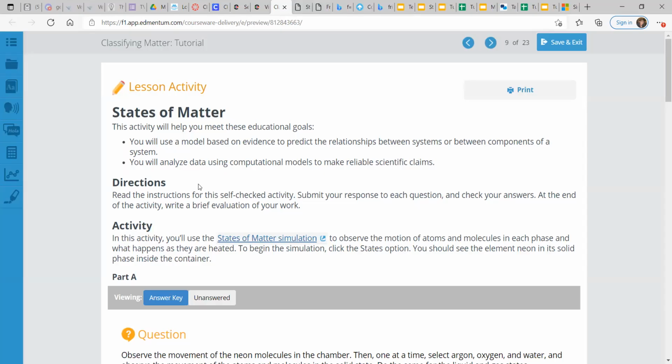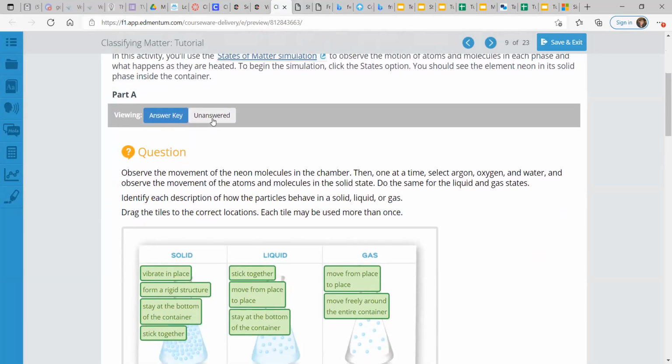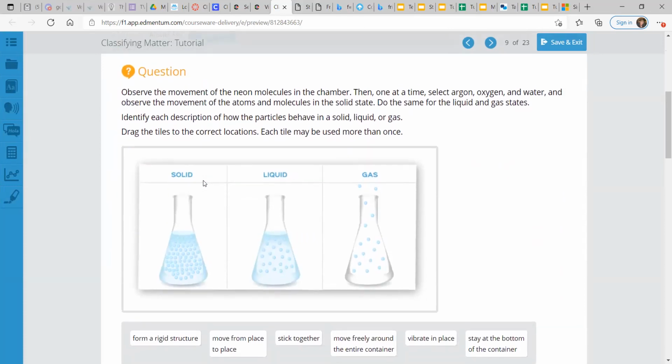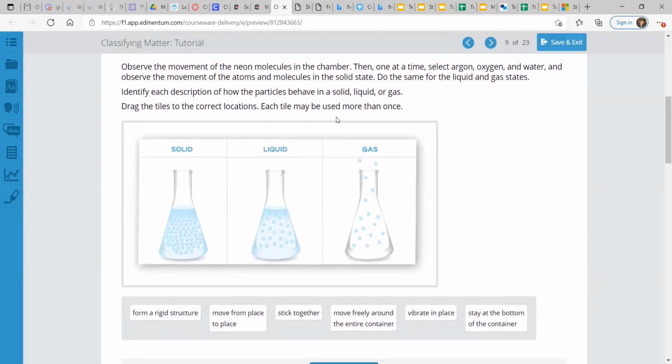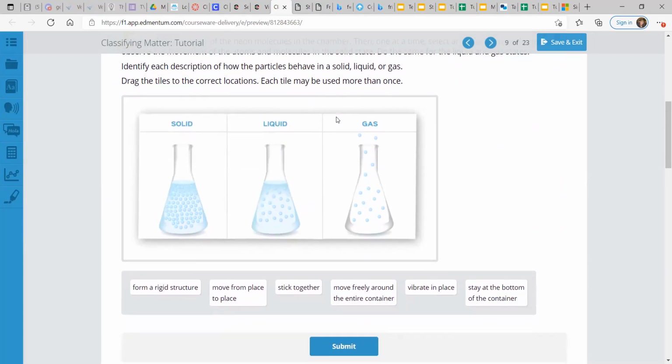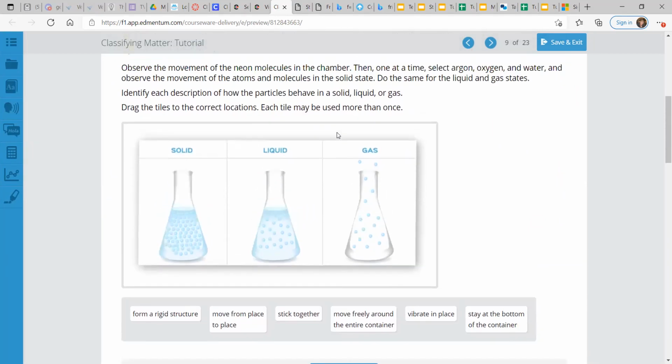Let's go back to the instructions. So, part A. Observe the movement of the neon molecules in the chamber, then, one at a time, select argon, oxygen, and water, and observe the movement of the atoms and molecules in the solid state. Do the same for the liquid and gas states. Identify each description of how the particles behave in a solid, liquid, or gas. Drag the tiles to the correct location. Each tile may be used more than once. So, okay, here we go.